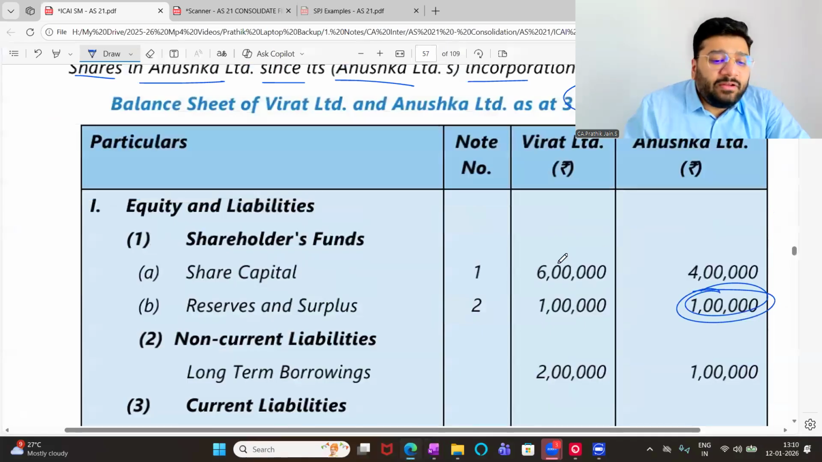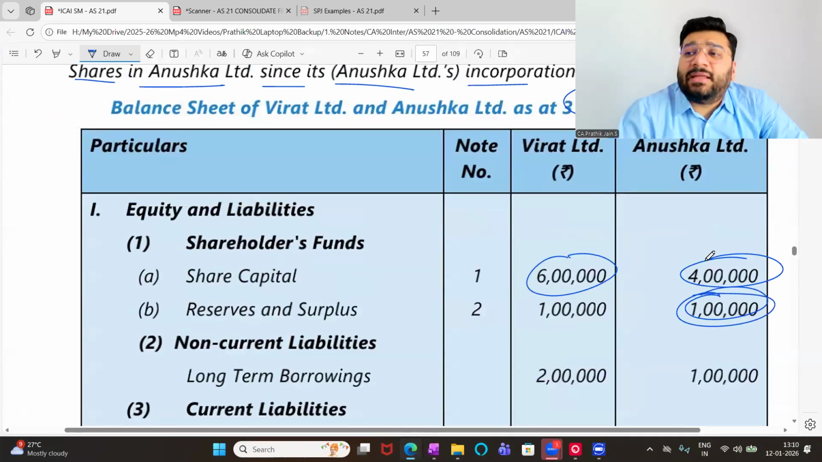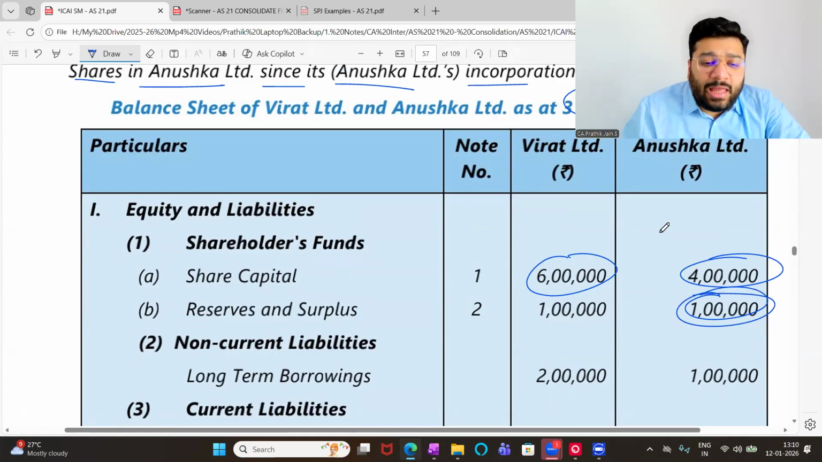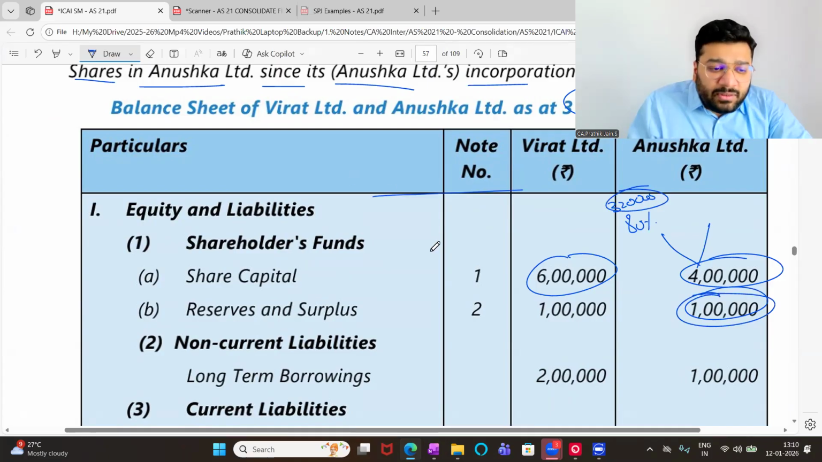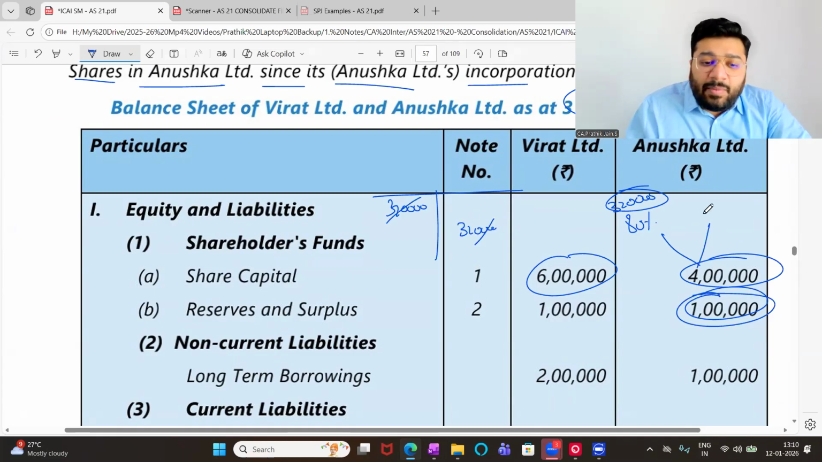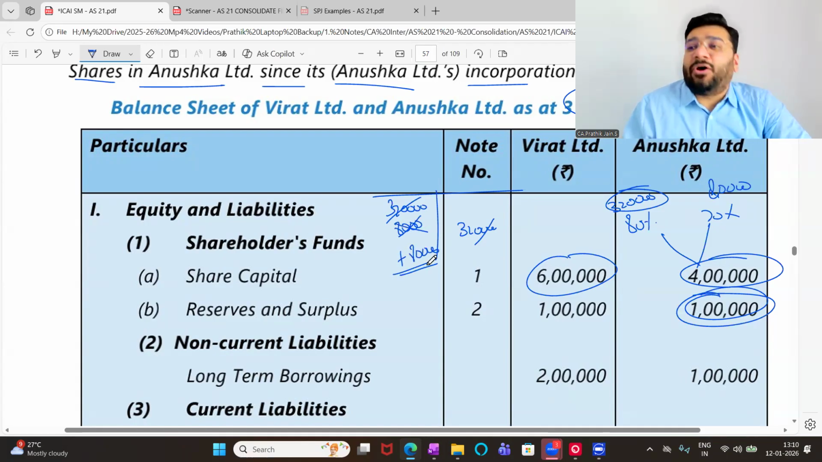Only the holding company. Why does the share capital of the subsidiary not come? Here what happens is that 80% of 4 lakh is how much? 320. So 320 on the liability side, capital, is knocked off against 320 on the asset side, investment. So this 320 is knocked off. How much is remaining, 20%? 80,000. This 80,000 we remove from share capital and add in the minority interest.